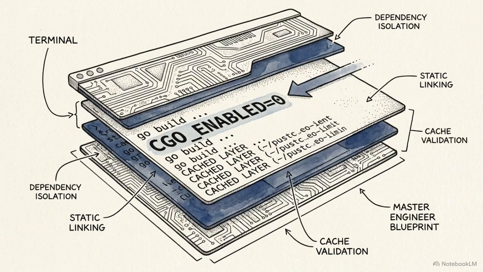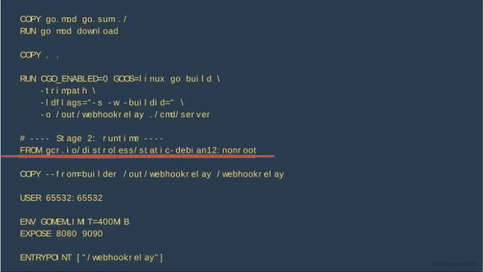Down here, setting CGO_ENABLED=0 produces a fully static binary. It removes the libc dependency entirely. We also use the -trimpath and -ldflags arguments to strip out build paths and debug symbols, ensuring the build is entirely reproducible. For the second stage, we move the static binary into a distroless runtime environment.